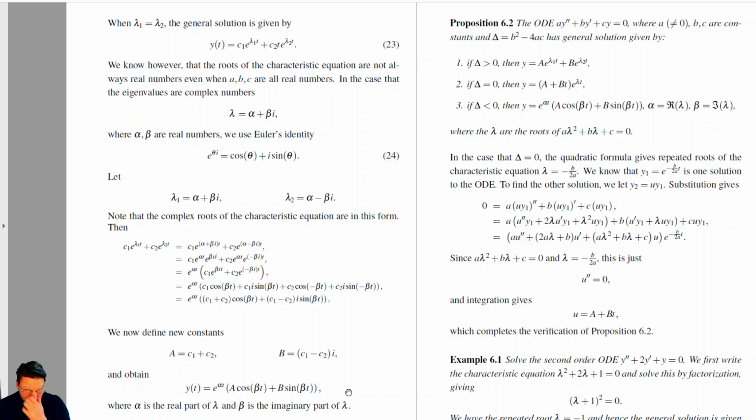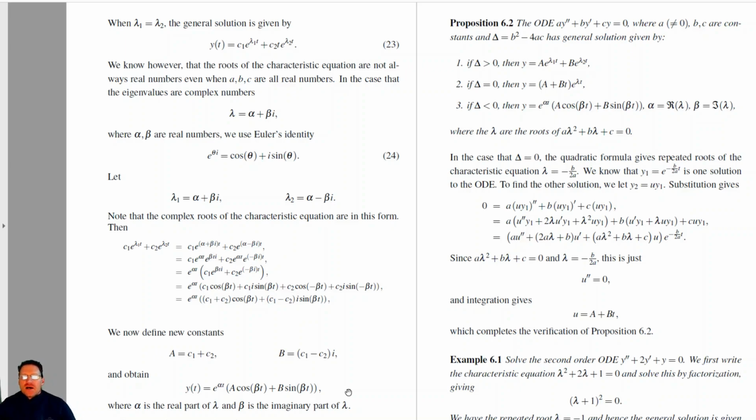Okay, let's have a look at our next proposition here, which collects all of those results together. So we've already seen why that's true, more or less. Proposition 6.2: the ODE a y double dash plus b y dash plus c y equals 0, where a is non-zero and b and c are constants. Let's let delta equal b squared minus 4ac. Now this is the discriminant of the characteristic equation, the number inside the square root in the quadratic formula.